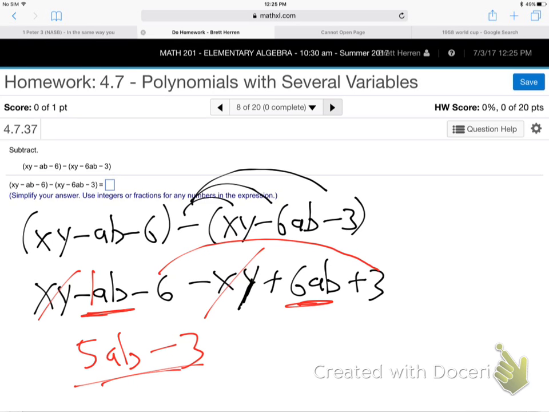Just gather the like terms. You know all about this, right? Easy stuff. Should be a very easy section for you as well. Is that good? Questions on that one? Keep moving.